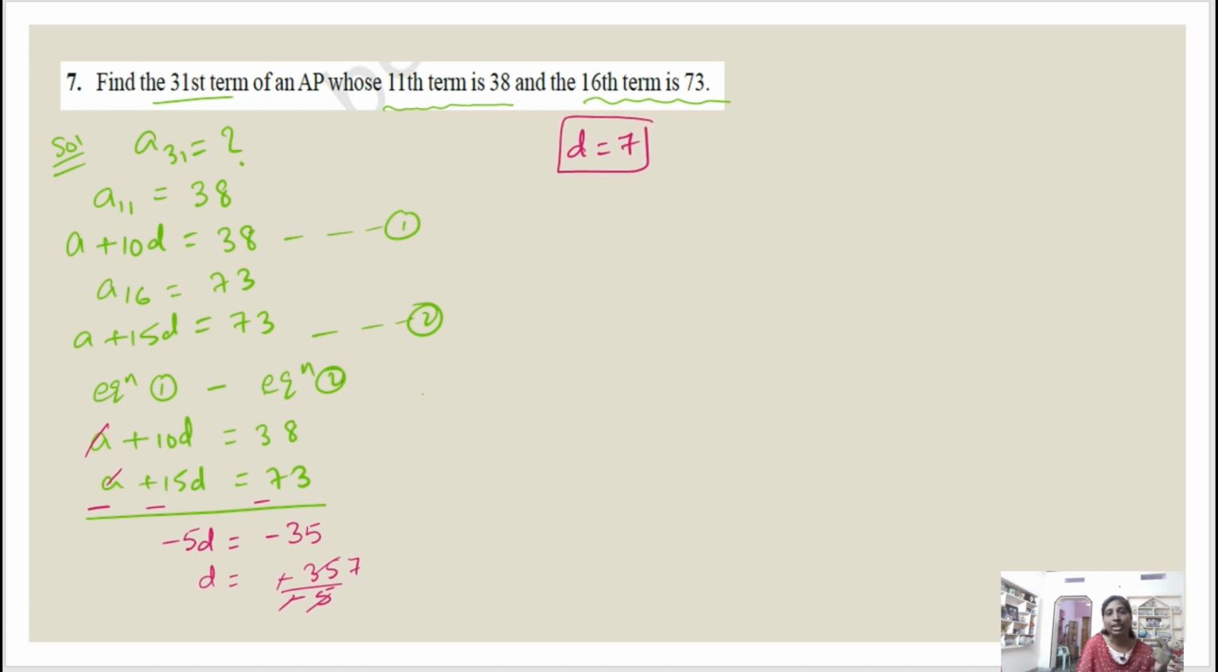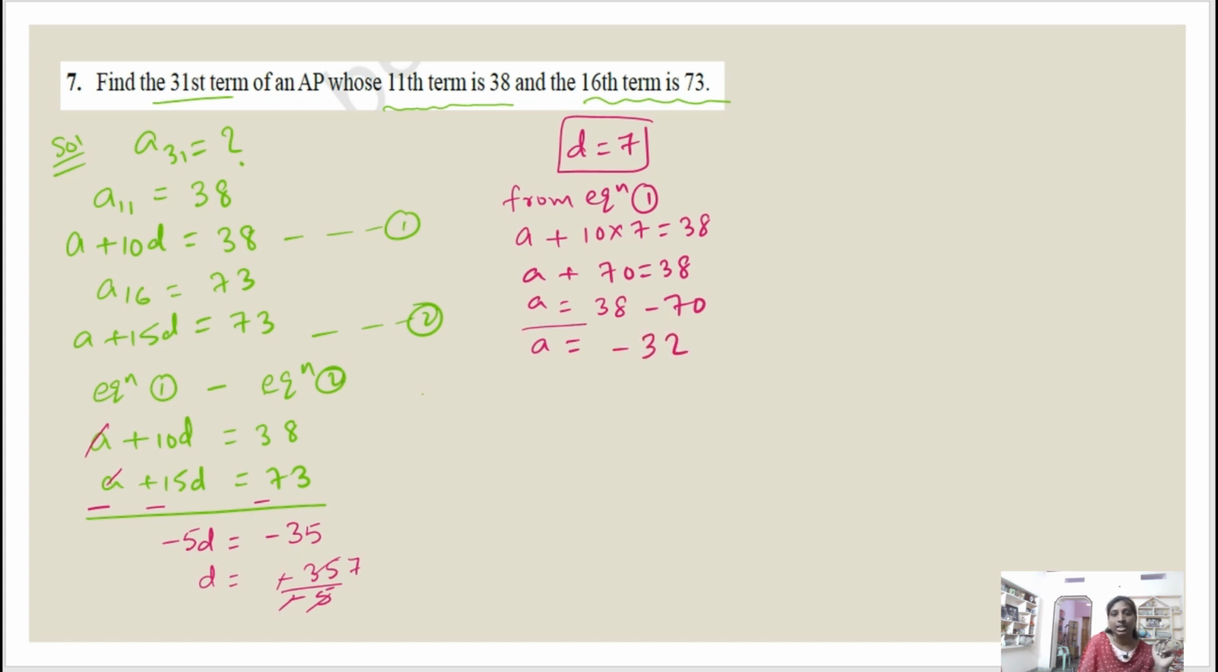Now what is the value of A? So put the value of D in equation number 1. We can put it in equation number 2 also, your wish. So from equation number 1, A plus 10 into 7 is equal to 38. So A plus 70 is equal to 38. It means A is equal to 38 minus 70. So A is equal to how much? Minus 32. This is the value of A.